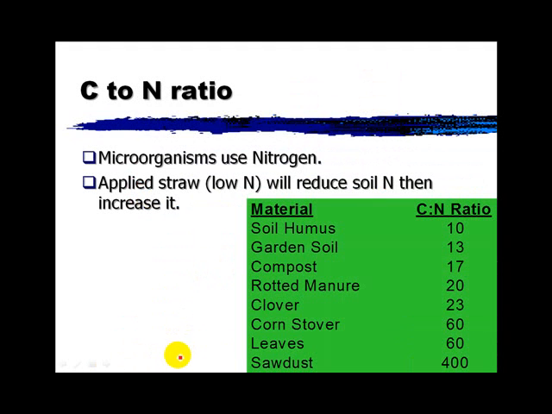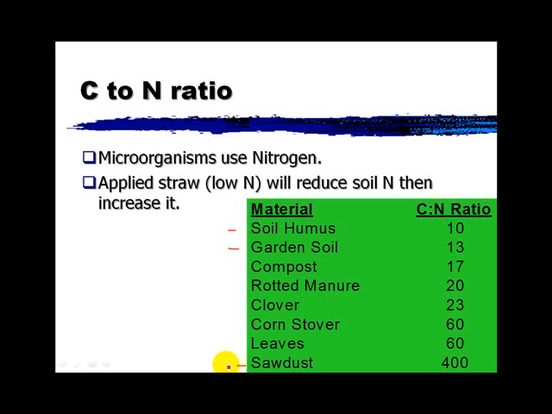Sometimes we'll talk about the carbon to nitrogen ratio, and we can use that to our advantage. If we put down something that has a lot of nitrogen in it, its C to N ratio would be low, something like soil humus or garden soil. But if we put down something with very low nitrogen in it and very high carbon, something like sawdust, we may, for a short period of time, decrease the amount of nitrogen in a soil or in a lake.